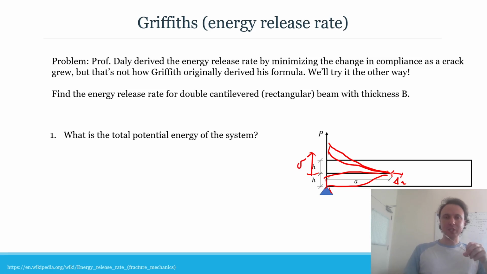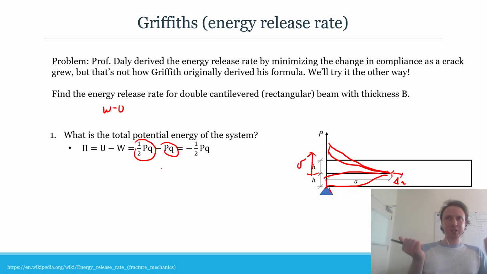So first, what's the total potential energy? This is the opposite of the way that Professor Daly defined it in class. She used W minus U. So sorry about that, but just so you know. This is the internal energy, this 1/2 PQ, and the external energy, this PQ. And so you have to subtract them. Basically, you pull on something, energy gets stored in it elastically. And so you want to get that elastic energy and the energy by the actual forces that are pulling on it. But those two are related to each other, so you don't want to double count them. That's why you end up subtracting this. So this is the actual energy that's stored elastically.